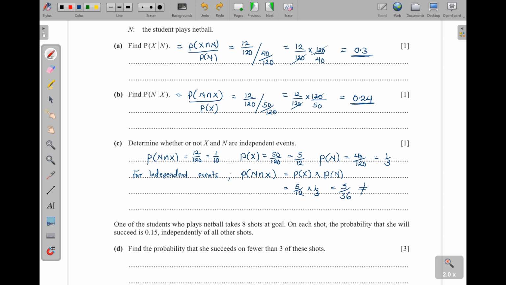So since it is not the same as that 1 over 10, then that means that the events are not independent. So I just say hence not independent. In other words, they are dependent. Independent events, the occurrence or non-occurrence of one of the events does not affect the occurrence or non-occurrence of the other.